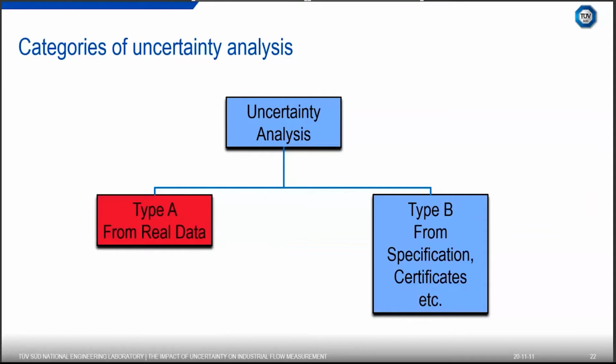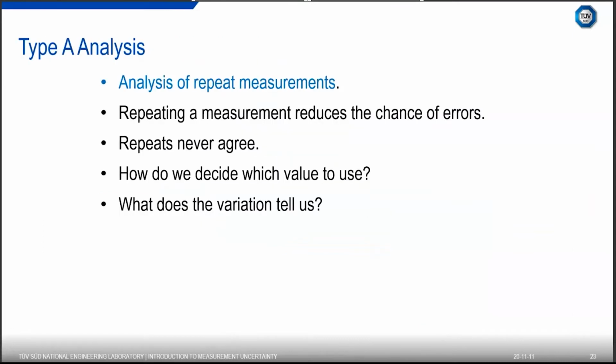So if I start with type A, this really comes from the analysis of repeat measurements. We know that repeating a measurement reduces the chance of errors, and subsequently repeats never agree. So how do we know which value to use from all this data, and what does the variation or the spread of the data actually tell us?